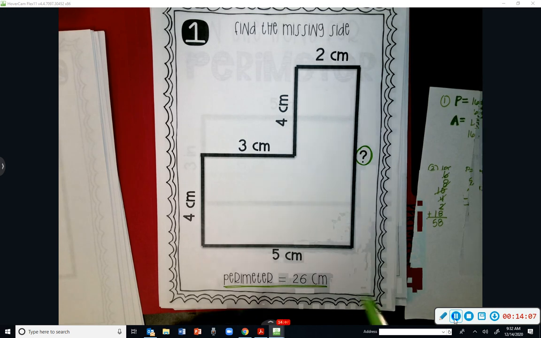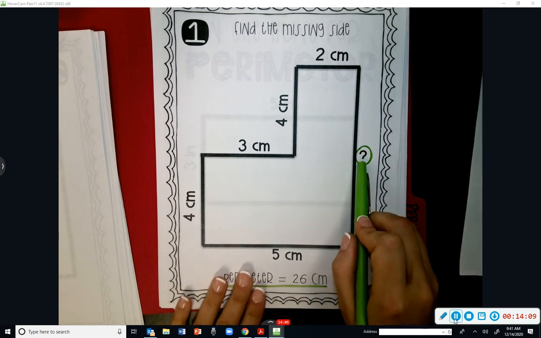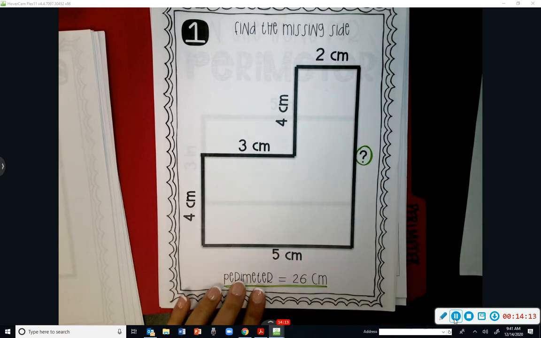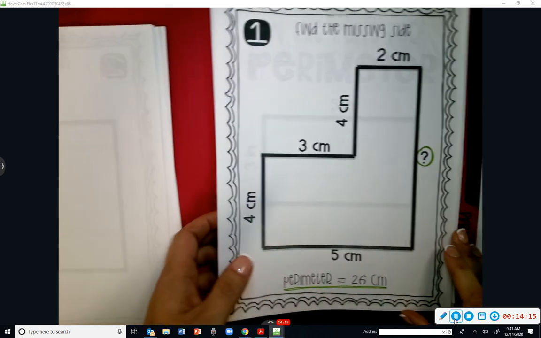Okay, so you had to do two things. First, find the missing side, and then I wanted you to find the area of this whole shape. Okay? I'm going to scoot this over a little bit.